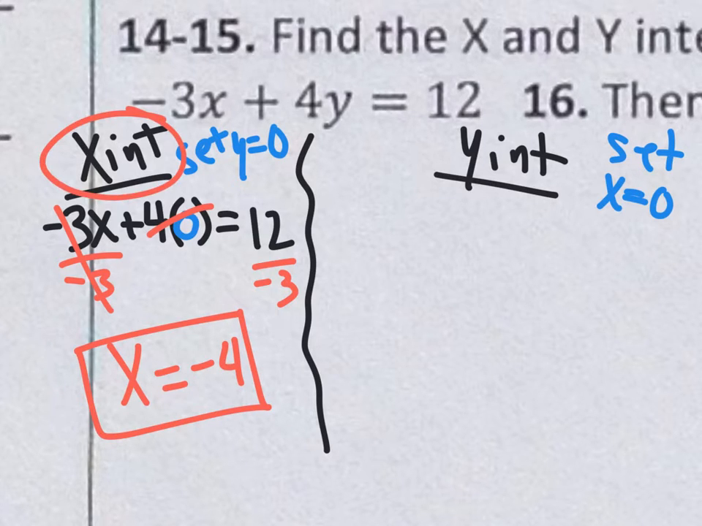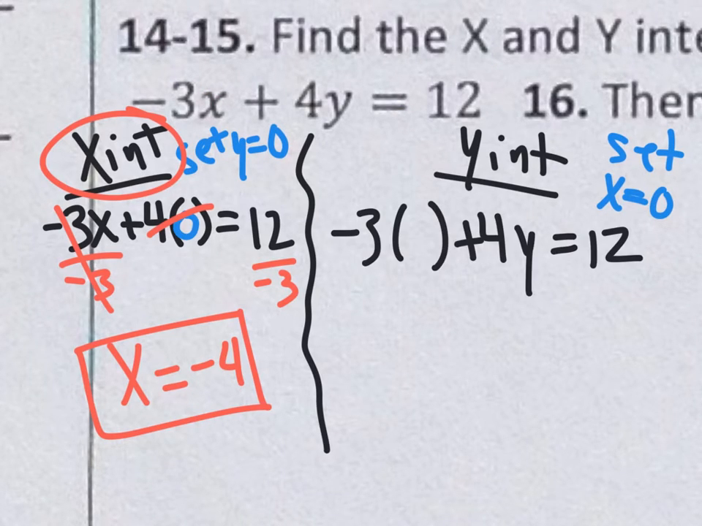That's what we just found right here, the X-intercept. And how did we find that? We found that by setting Y equal to 0 and solving. For the Y-intercept, I'm going to set X equal to 0 and solve. So I'm going to rewrite this whole thing, but instead of having this X, I'm going to put a 0 in there in parentheses. So there's my equation. I'm going to put a 0 right there in place of the X.